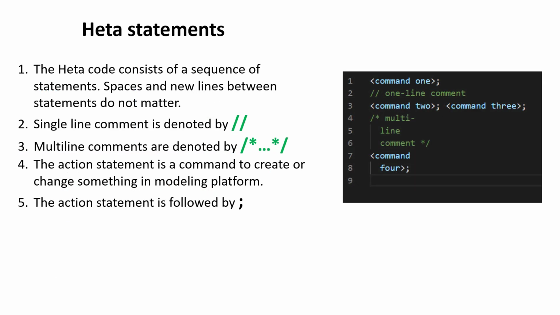In the previous lesson, we saw an example of Heta code describing a simple system. Now we are formulating some rules and considering the code structure in more detail. First of all, the Heta code is a sequence of statements. The parsing and interpretation of the code result in creating a platform object. We should keep in mind that Heta is not a static language. It describes the process of a platform creation, but not the final content directly.